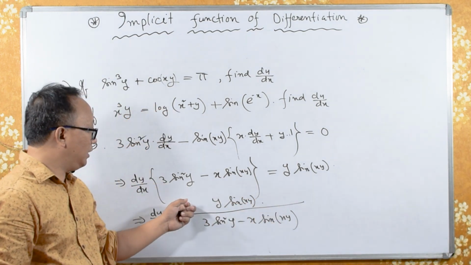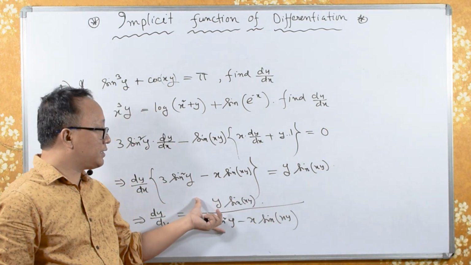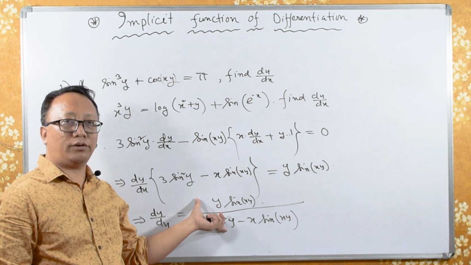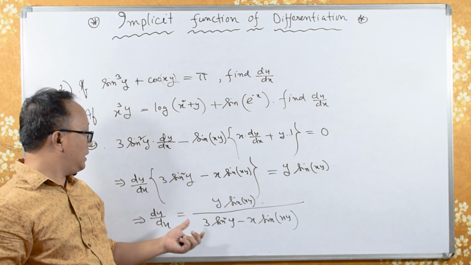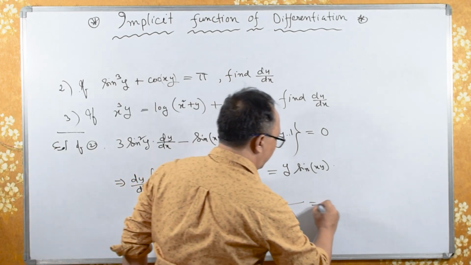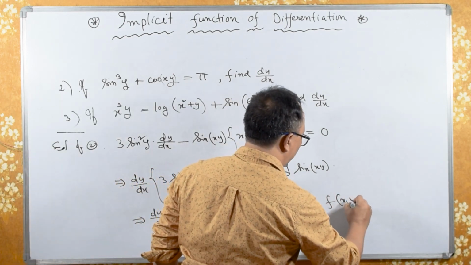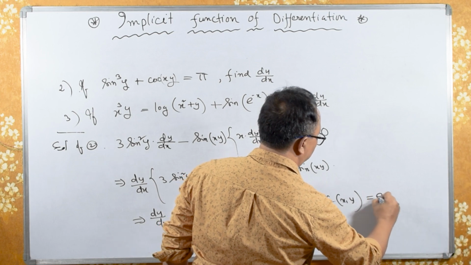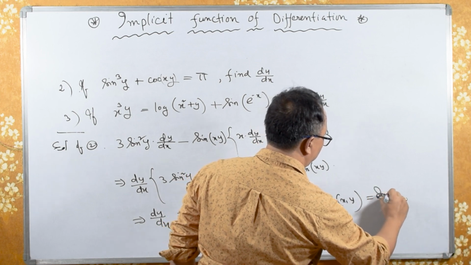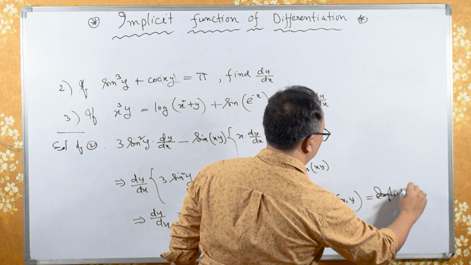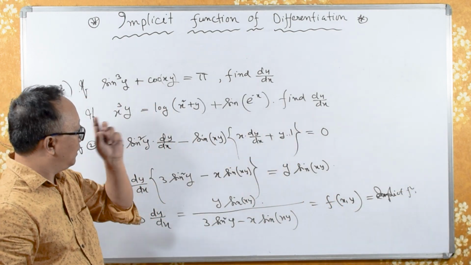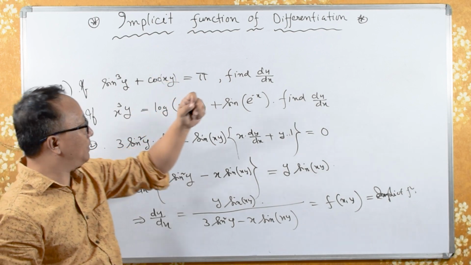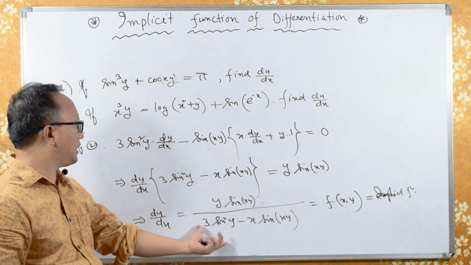Now here, as I told you, this dy by dx is a function of x and y. Here you are not getting only a function of x. So in implicit functions dy by dx you will get a function of x and y. Therefore it is an implicit function. If it is only x, that's an explicit function. Now our topic is implicit, therefore you will get a mix of x and y.